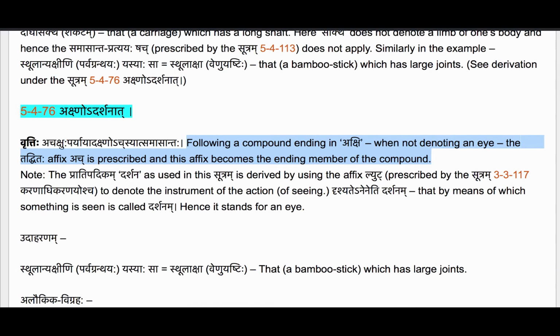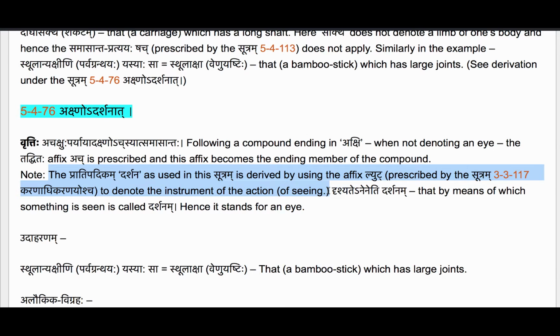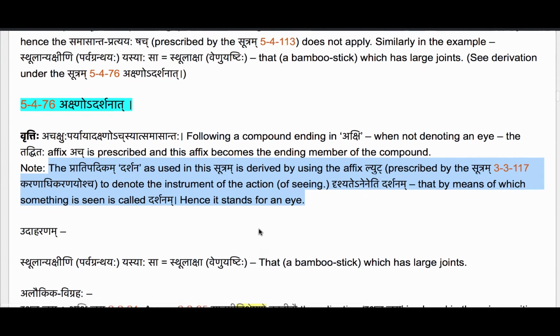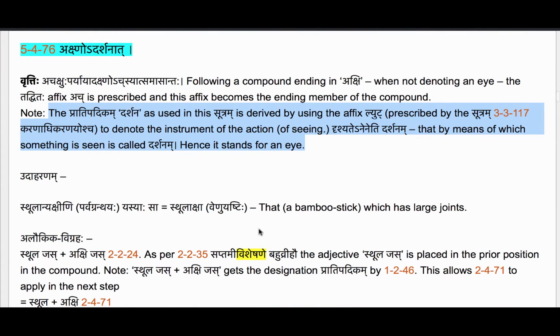The note here says that the Pratipadikam Darshana as used in this sutram is derived by using the affix lyut prescribed by the sutram 3.3.117 Karanadhikaranayoshcha to denote the instrument of the action of seeing. Drishyate anena iti darshanam. That by means of which something is seen is called darshanam, hence it stands for an eye. That is why the vritti says achakshuh paryayat. Okay, let us now go through the detailed derivation of this example.